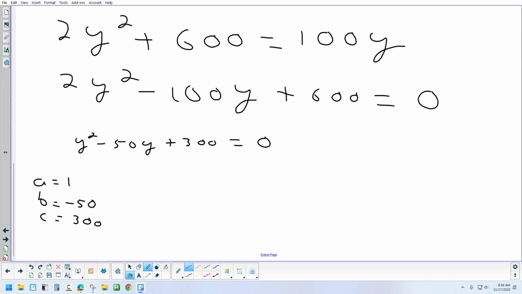So that's what we need. Is it negative b? Negative b. Okay, good start. So negative b. And then what comes after that? Plus or minus.